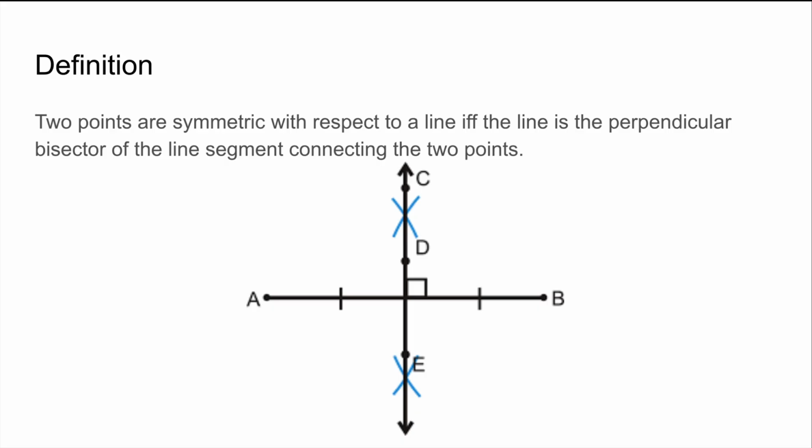Okay, definitions. Two points are symmetrical with respect to a line if and only if the line is the perpendicular bisector of the line segment connecting the two points. So they are giving you some definitions of perpendicular bisectors. Remember how we used to have a line segment and we learned how to bisect it with a midpoint, and AB is equal on both sides of this middle point? Okay? And they are perpendicular with a 90-degree angle.